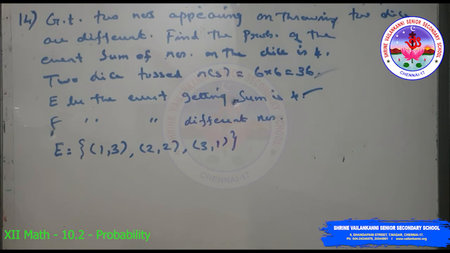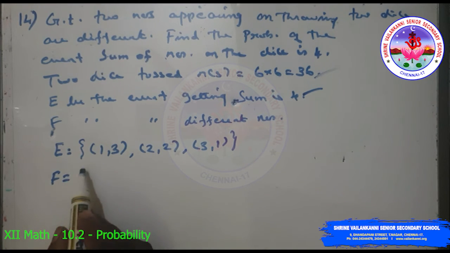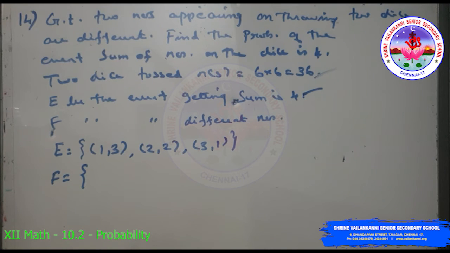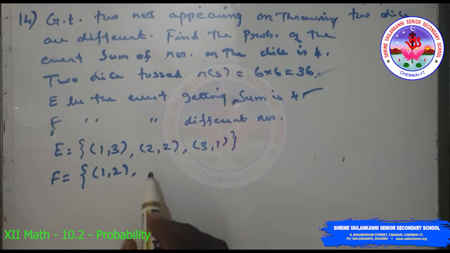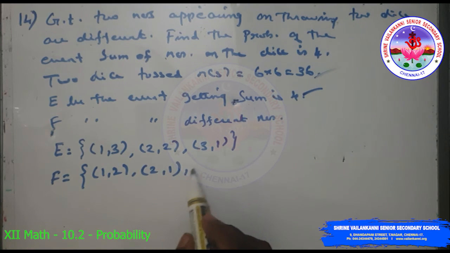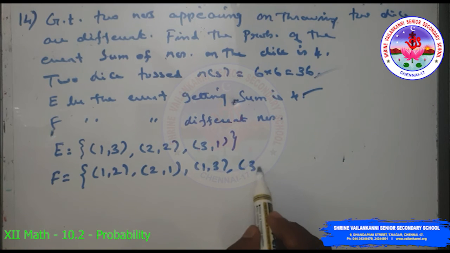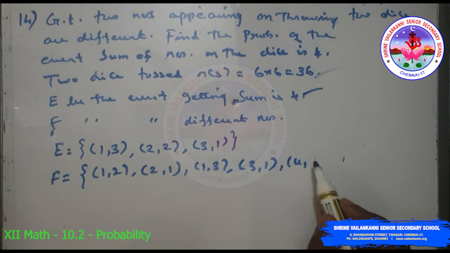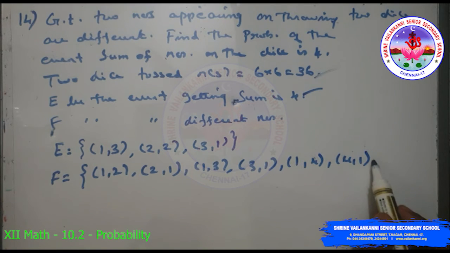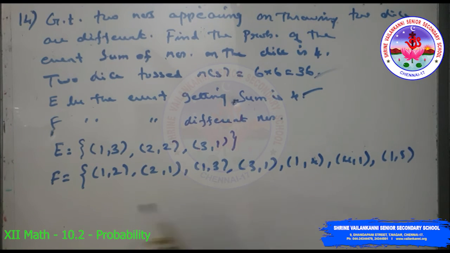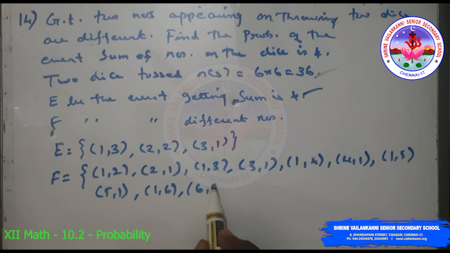Just 3 elements. And F is an event in which the numbers on two dice should be different. So we can write it as 1, 2, 2, 1, 1, 3, 3, 1, 1, 4, 4, 1. So 1, 5, 5, 1, 1, 6, 6, 1.